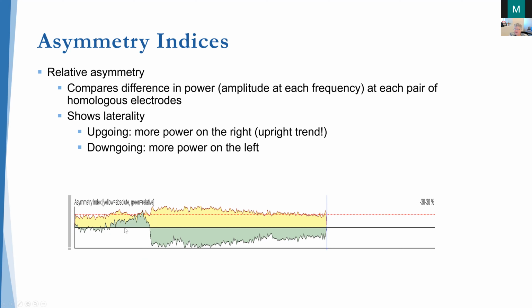So here we see that this difference in asymmetry that we see in the absolute asymmetry trend is actually driven first by an increase in power over the right hemisphere, and then by actually a decrease in power over the right hemisphere or a relative increase in power over the left hemisphere.